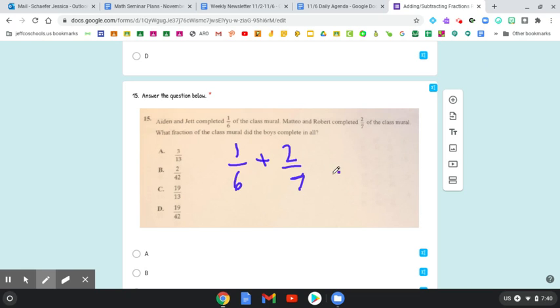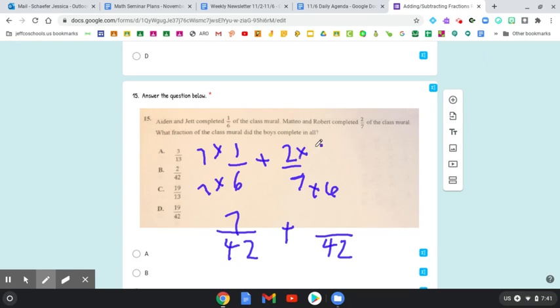Common denominators for 6 and 7 is going to end up being 42. It's taking this side times 7. And it's taking this side times 6. 2 times 6 was going to make 12. And so 7 plus 12 would make 19. 19/42. So D.